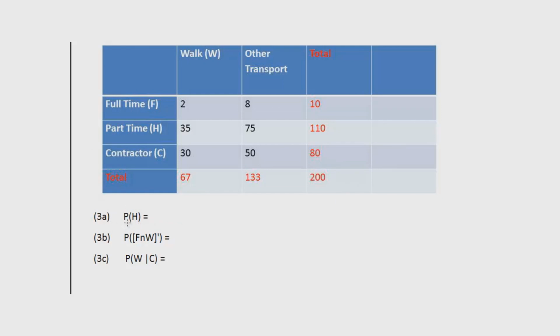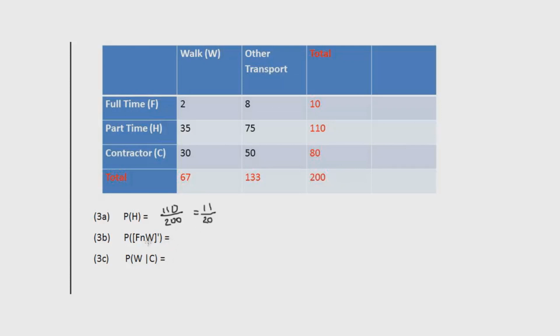So the first question says find the probability of H. Well, H represents the probability that they work part-time. So we have 110 people that work part-time out of 200. So the answer is 11 out of 20.